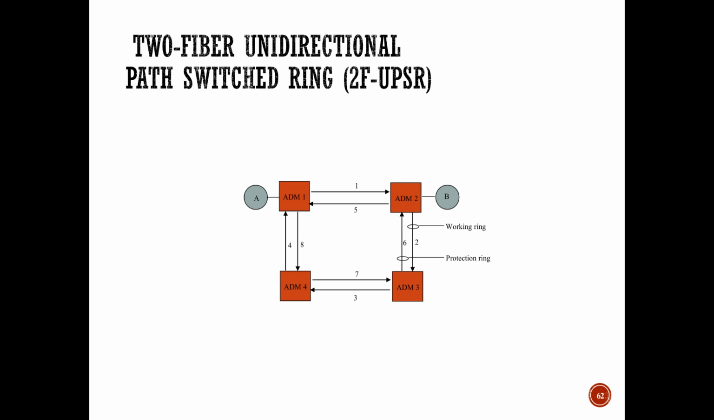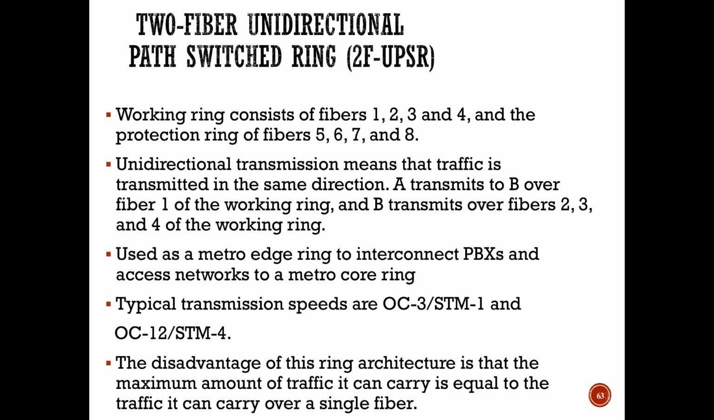2-fiber unidirectional path switched ring, 2FUPSR. Working ring consists of fibers 1, 2, 3, and 4, and the protection ring of fibers 5, 6, 7, and 8. Unidirectional transmission means that traffic is transmitted in the same direction. A transmits to B over fiber 1 of the working ring, and B transmits over fibers 2, 3, and 4 of the working ring. Used as a metro edge ring to interconnect PBX and access networks to a metro core ring.